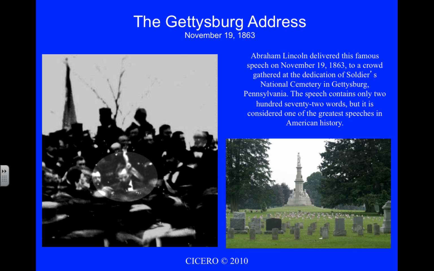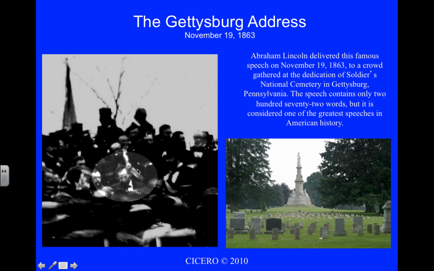The Gettysburg Address is historically probably the most famous American document ever written. What's really cool about it is Abraham Lincoln basically wrote the document while he was on the train from Washington, D.C. to Gettysburg to dedicate the Gettysburg Cemetery.